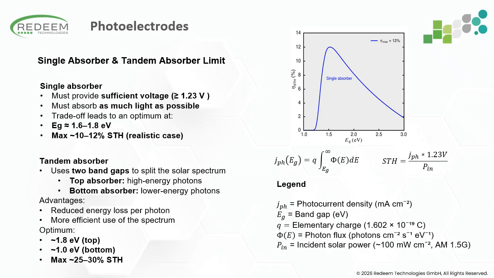Tandem absorbers can overcome this limitation by combining two semiconductors with different band gaps. The top absorber captures the high energy photons, while the bottom absorber utilizes the lower energy part of the spectrum. This reduces thermalization losses and makes much better use of the available sunlight. As a result, tandem devices can theoretically reach 25 to 30% STH efficiency, making them one of the most promising approaches for high efficiency photoelectrochemical water splitting.